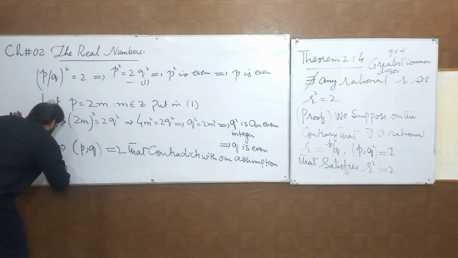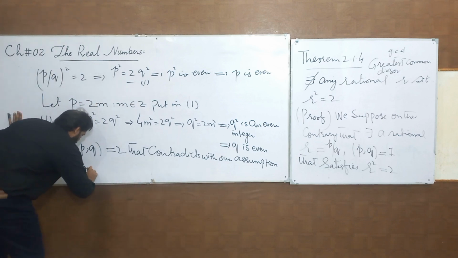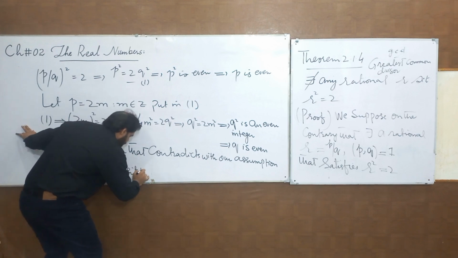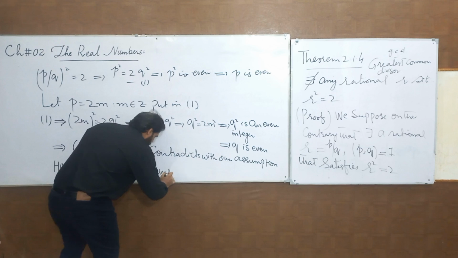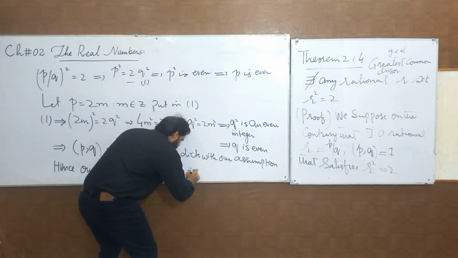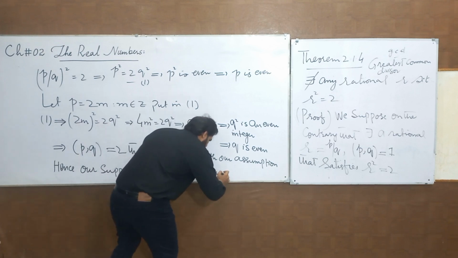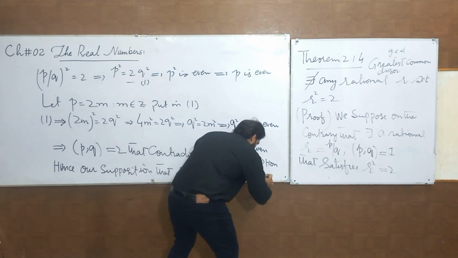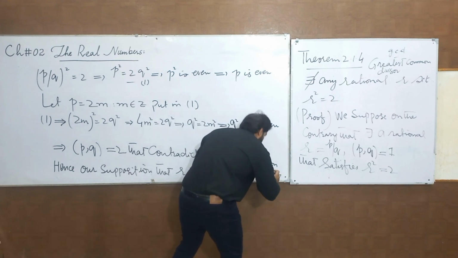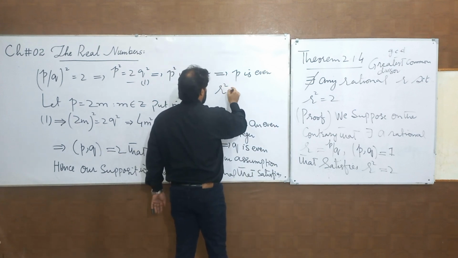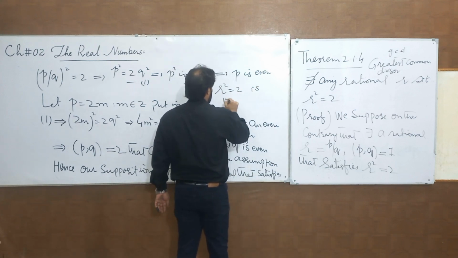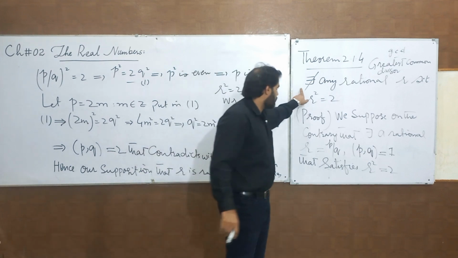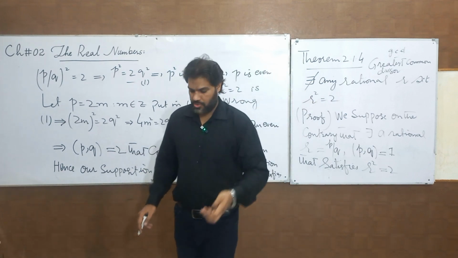Hence, our supposition is wrong. Our supposition that R is a rational that satisfies R square equal to 2 is wrong. Hence, finally, we will say there does not exist any rational number whose square is 2.